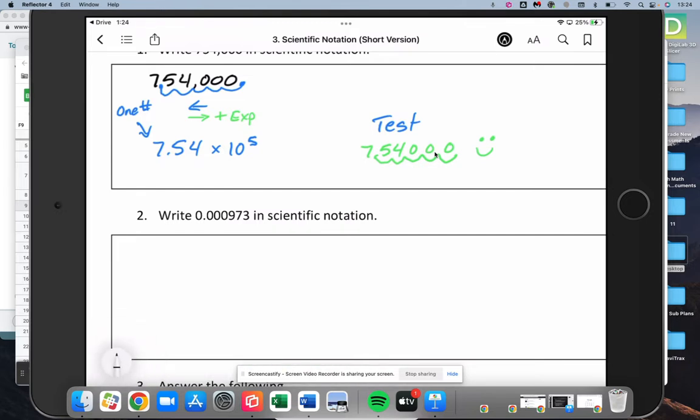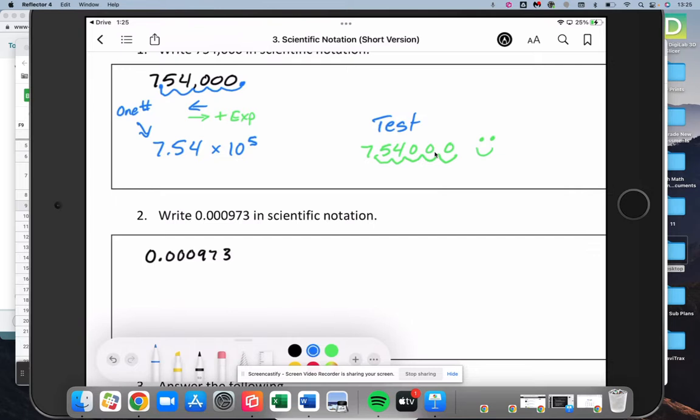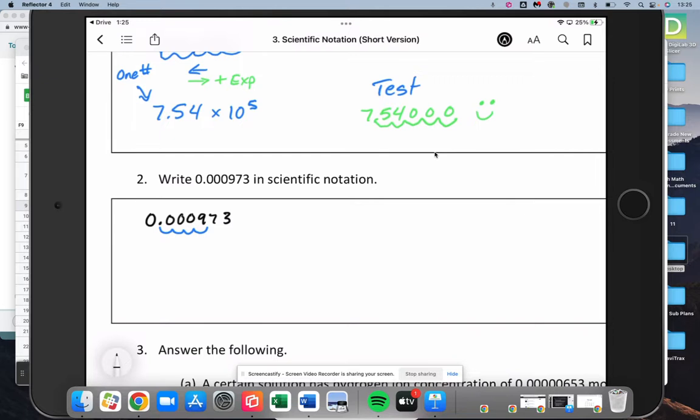Okay. Now for moving in the opposite direction to represent numbers that are very, very tiny. What we're going to do is we need one number that is not 0 in front of the decimal place. And so I've got 3 zeros, 9, 7, 3. And so now, instead of moving the decimal to the left to get one number in front of the decimal, we need to move it to the right. So we'll move to the right 1, 2, 3, 4 spots. And remember, I only want one whole number in front of the decimal. So that whole number is going to be 9, and then the decimal 7, 3.